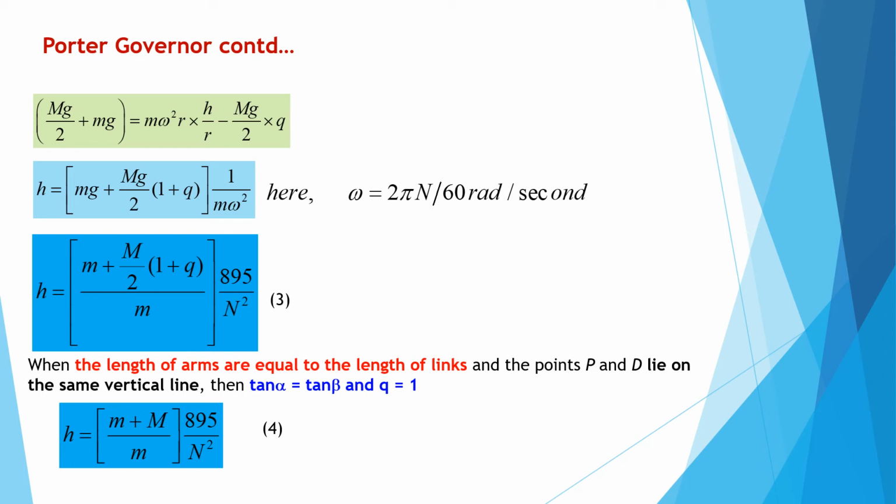When the length of the arm is equal to the length of the link, then tan alpha is equal to tan beta, so q is equal to 1. Then the height of the governor is m plus capital M divided by small m, into 895 divided by speed square.